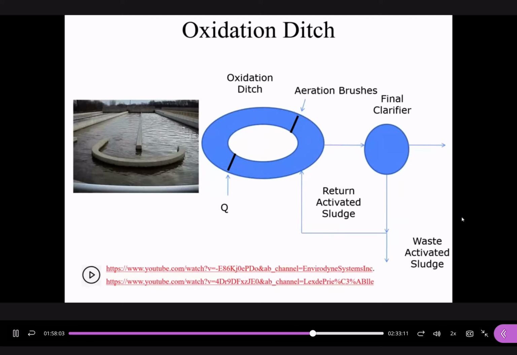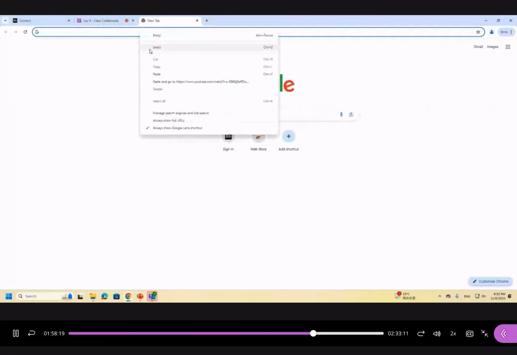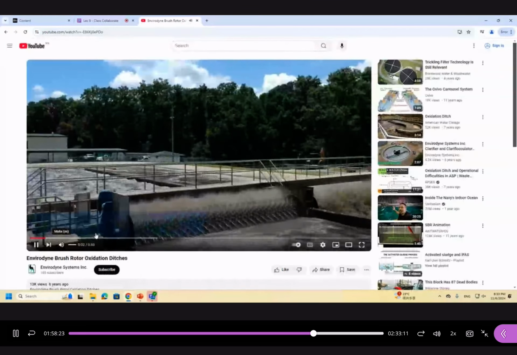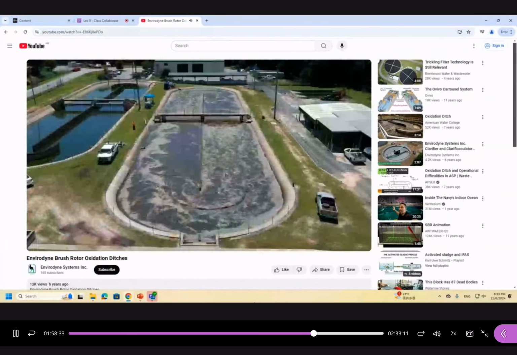Oxidation ditch here, recirculation. We'll just take a look. Maybe I'm not going to show the full video. I'll leave it to you to watch. So here, circulation.